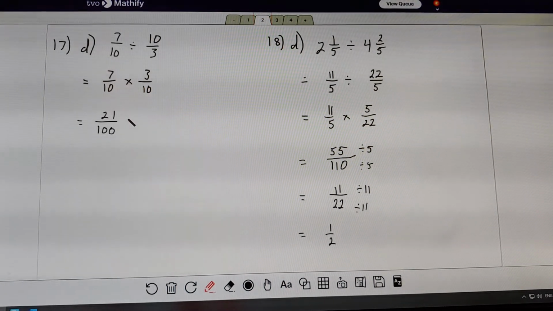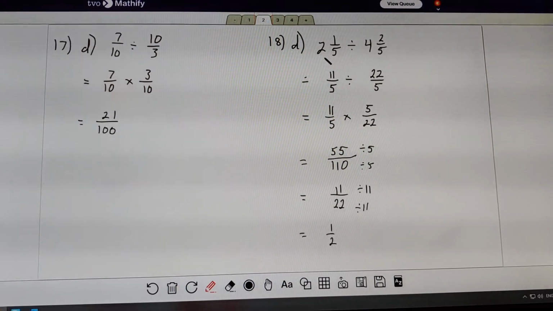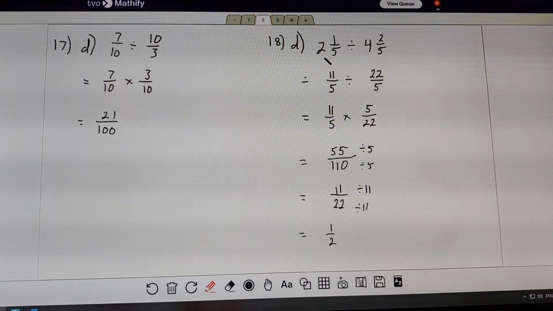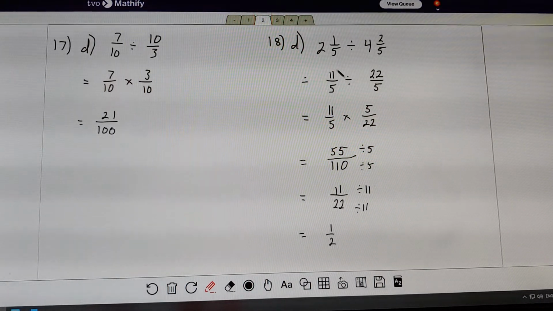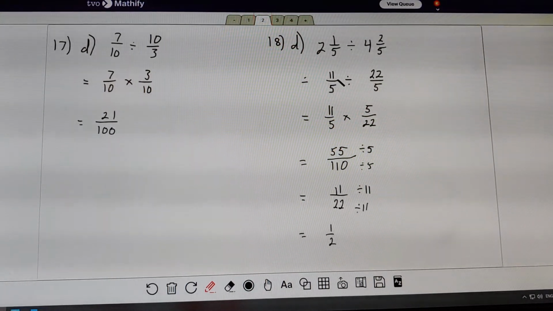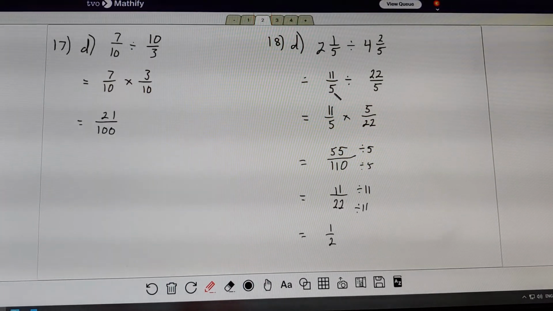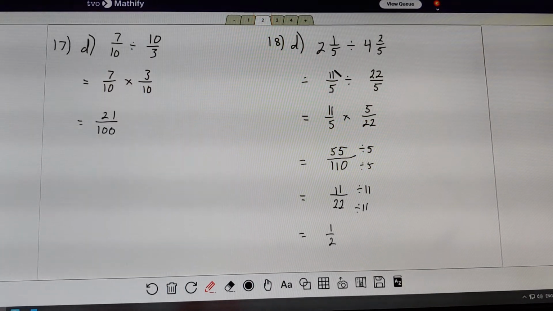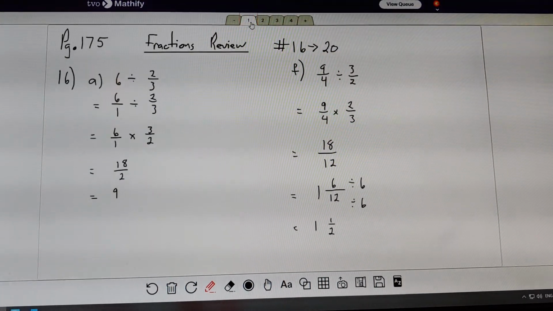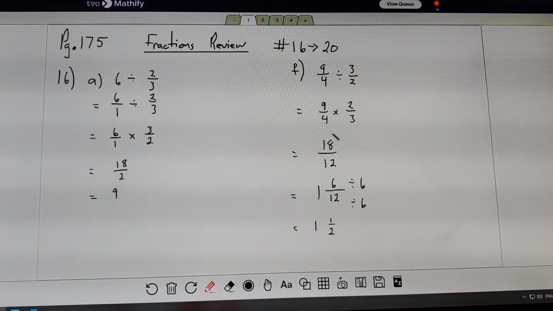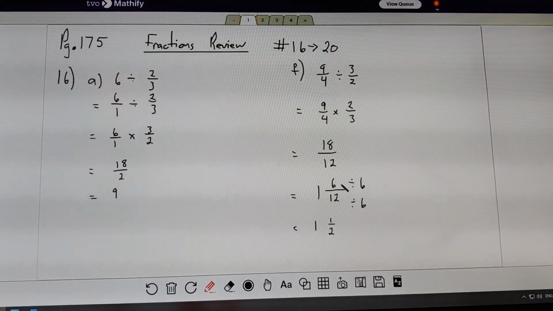For 18, some division with mixed numbers. So I've been saying it over and over. If you get a mixed number, first thing you're going to do is put it into an improper fraction. Okay, so anytime you're working with mixed numbers, put it into an improper fraction. When you're coming to the end of a question and you have an improper fraction, we're going to put it back into a mixed number. Okay.